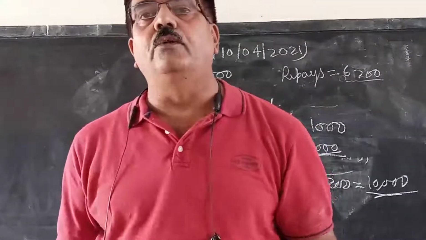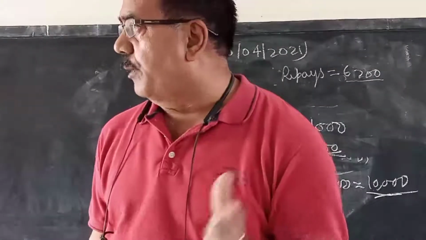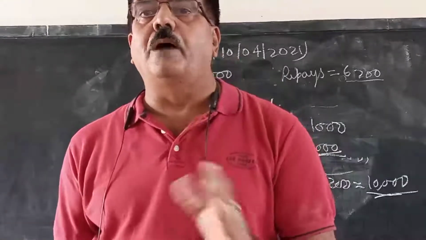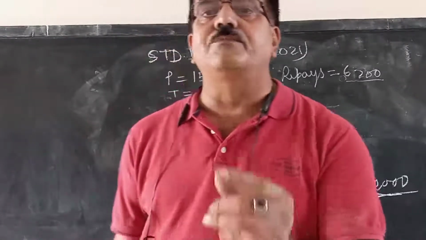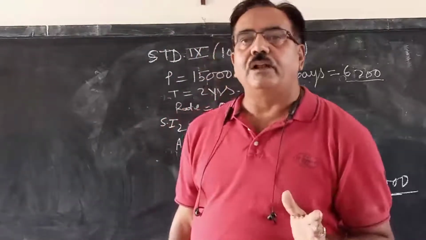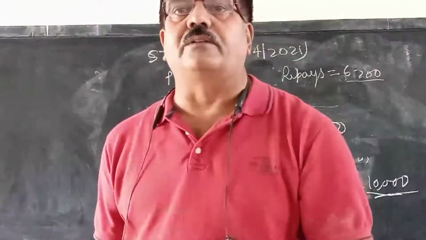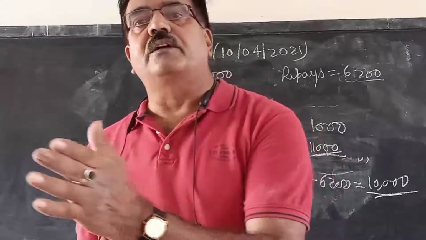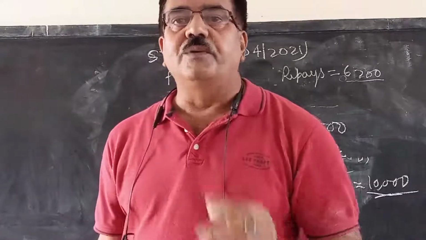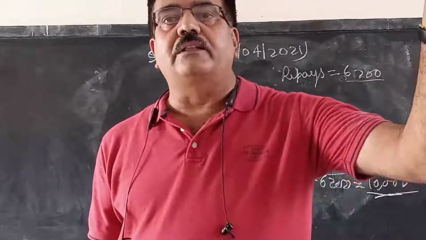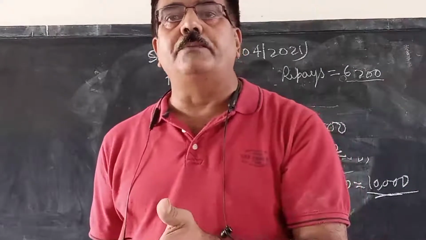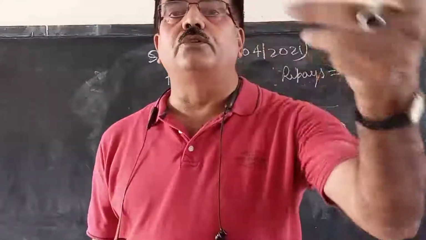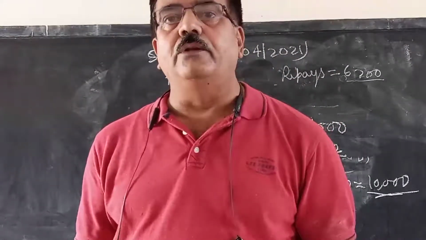Next class I will explain how to calculate compound interest when it is given half yearly or quarterly. Half yearly means every 6 months we consider one period. Quarterly means, because in 1 year how many months? 12 months. What is half of the 12 months? That is 6 months. So every 6 months we will consider one. Quarterly means divided by 4. So in a year there are 12 months, so 12 divided by 4 is 3. 3 months is equal to 1 quarter. That I will explain in the next class.